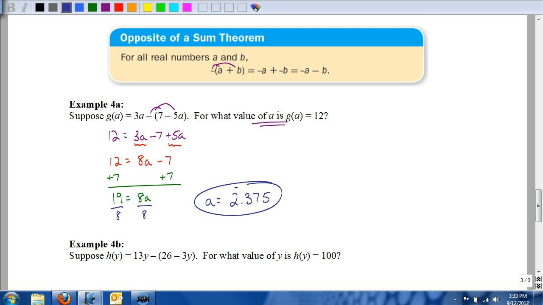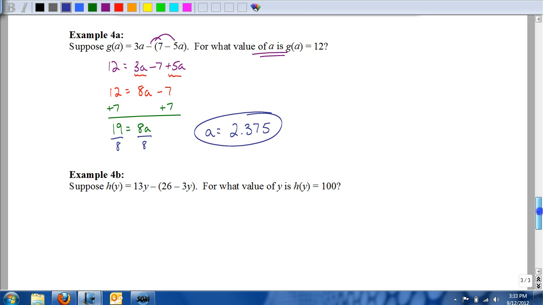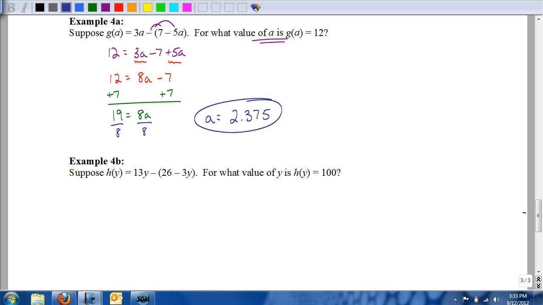So why don't you guys take a second to work out this next example. Pause the video and then hit play when you're ready to check your answer.